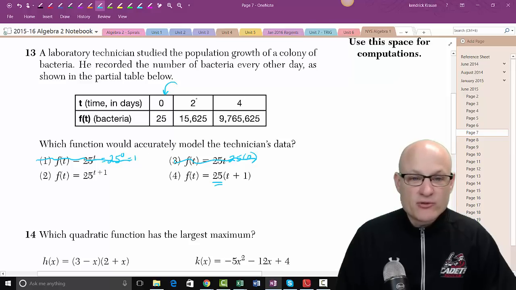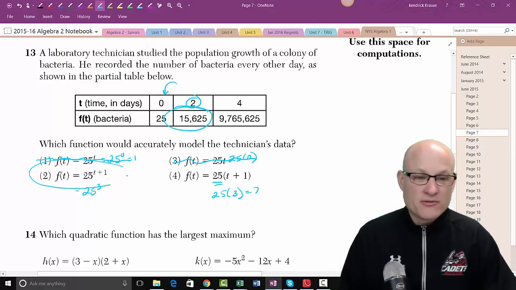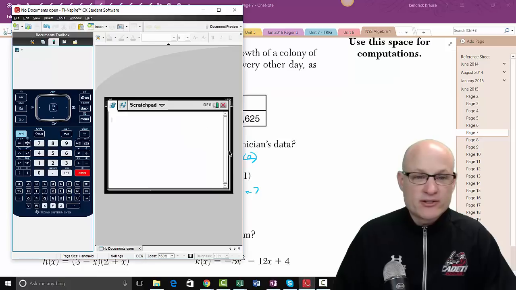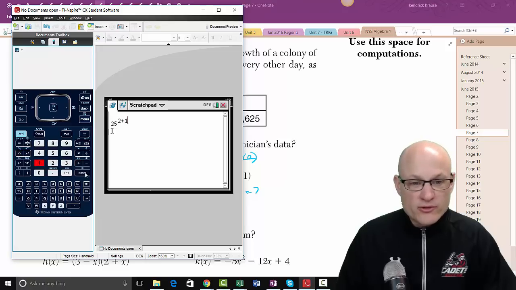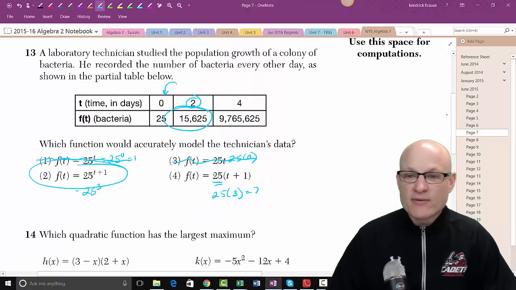So far that's good. Now we're going to do squared. In this case, this would be 25 cubed. In this case, it would be 25 times 3, which would be 75. Certainly not 15,625. You could also come back over here and test it and do 25 raised to the 2 plus 1 just to check it, 15,625. Not too bad.